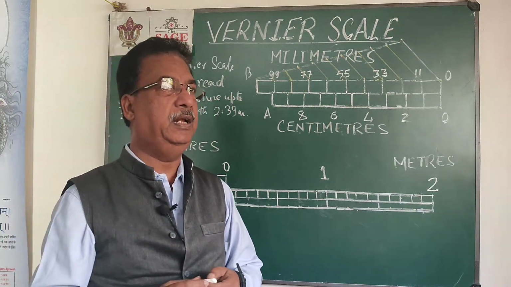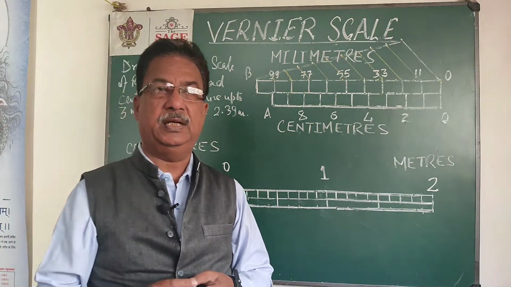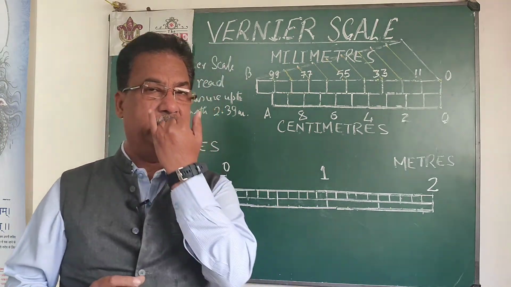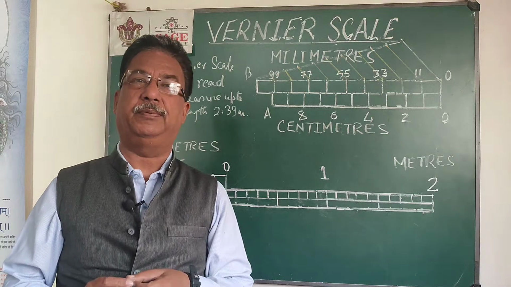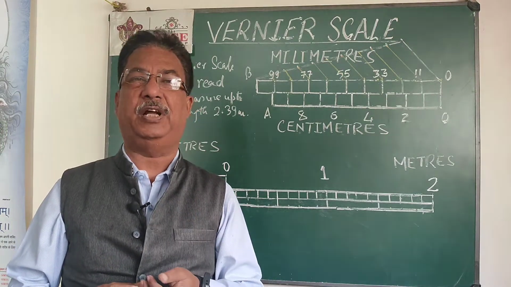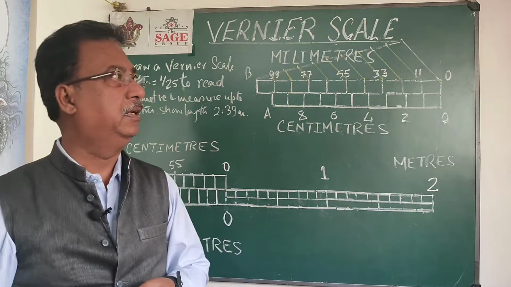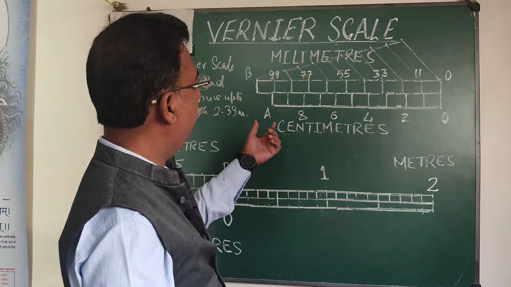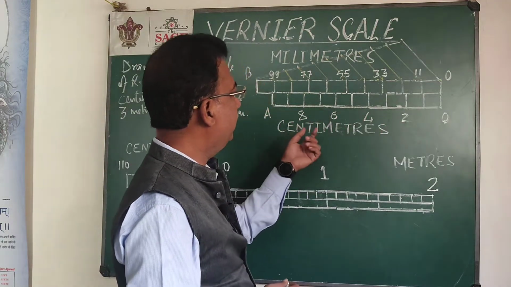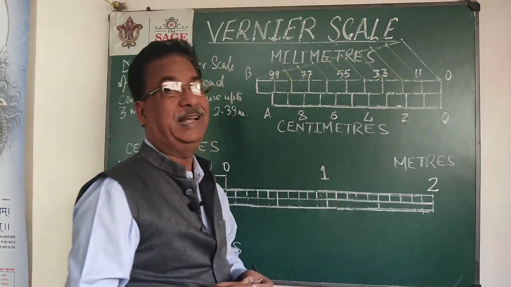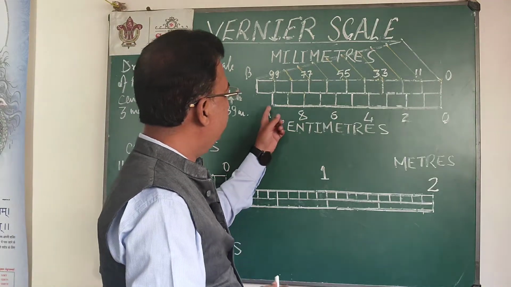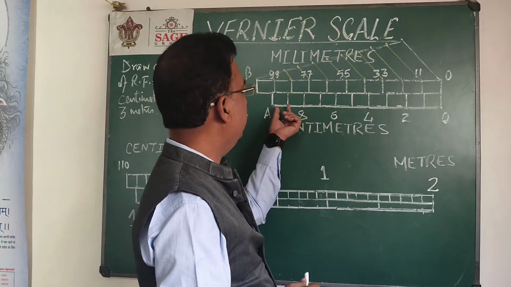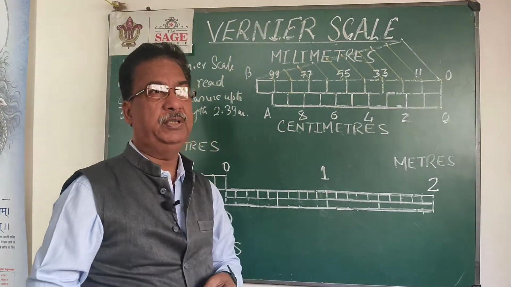So in a vernier scale, there are two scales. One is the primary scale and the second one is the vernier scale. The vernier scale is used to give the next fraction of the main scale. As you see in this figure, the lower side is the primary scale and its units are centimeters. So this OA length will be divided into 10 centimeters, and one small part will be equal to 1 centimeter.